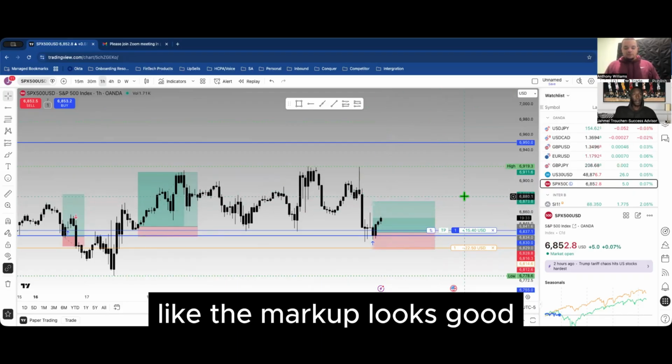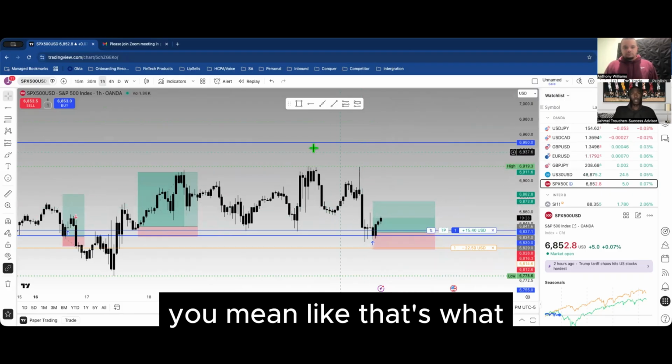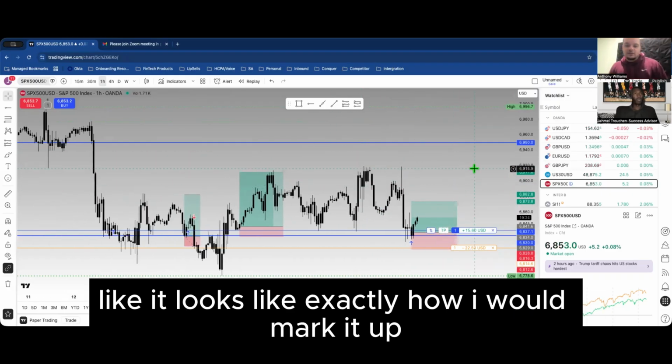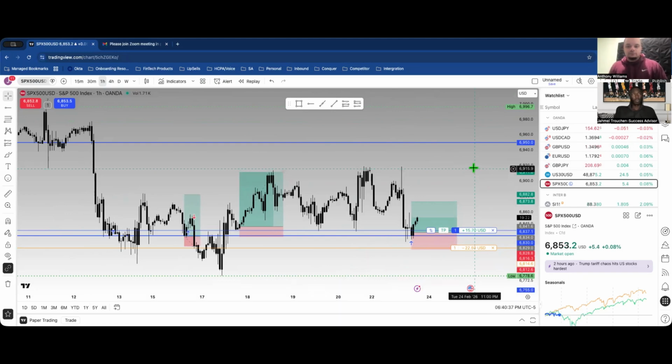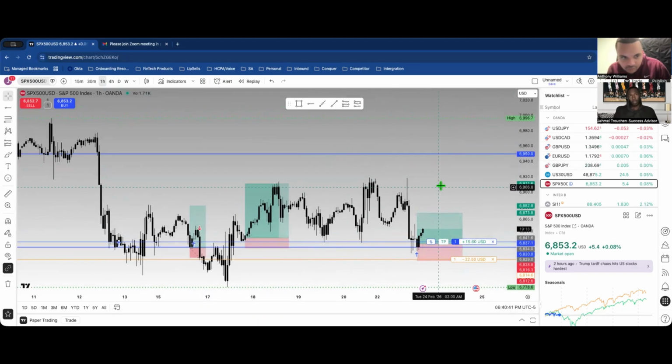It looks good. Like the markup looks good. What do you mean, like the lines? Yeah, the lines, the marking up and everything. It looks exactly how I would mark it up. Okay.